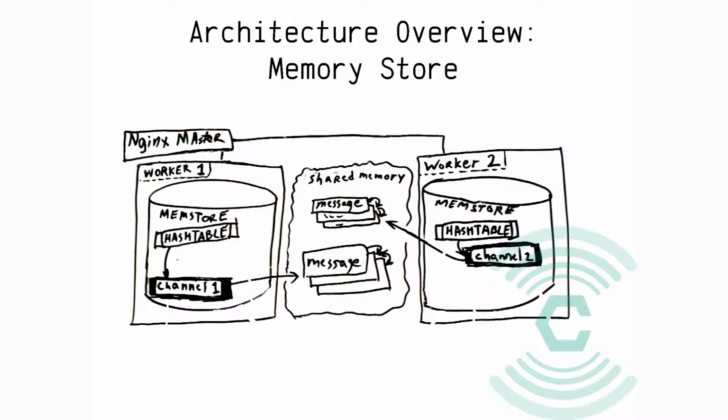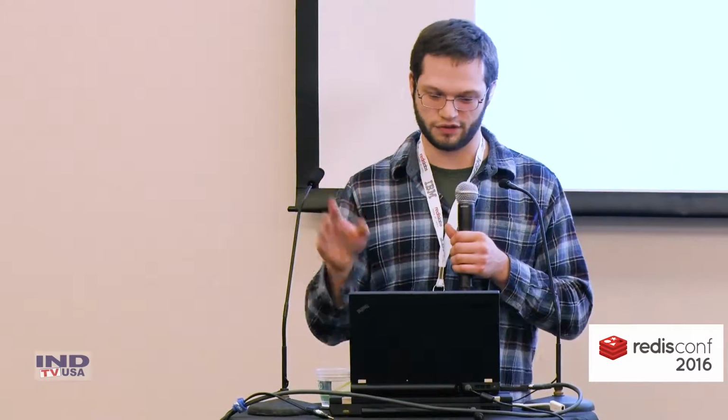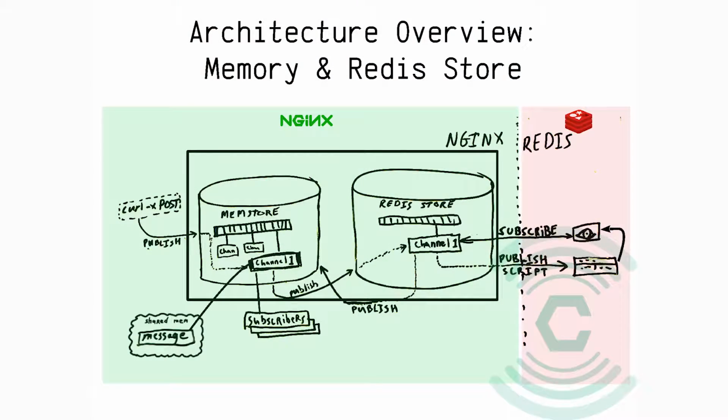The messages themselves are stored in shared memory. And the channel ID namespace is sharded out between the actual workers. I do this to avoid concurrency problems when dealing with shared memory. All right, let's get to Redis.